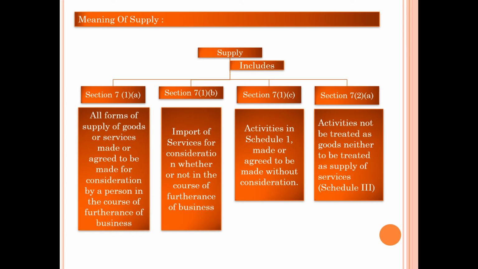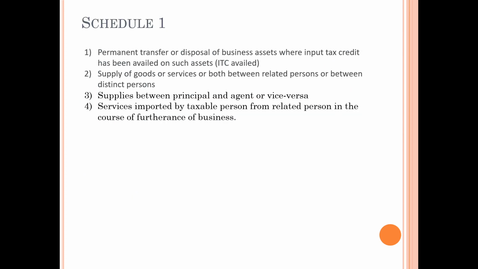Now we'll discuss section 7 2A. Activities not to be treated as supply of goods, neither to be treated as supply of services. That is, there is a list of services or goods given in schedule 3 which will not be considered as goods, neither supplies, therefore GST will not be levied on these services. What are these services? Let us see.